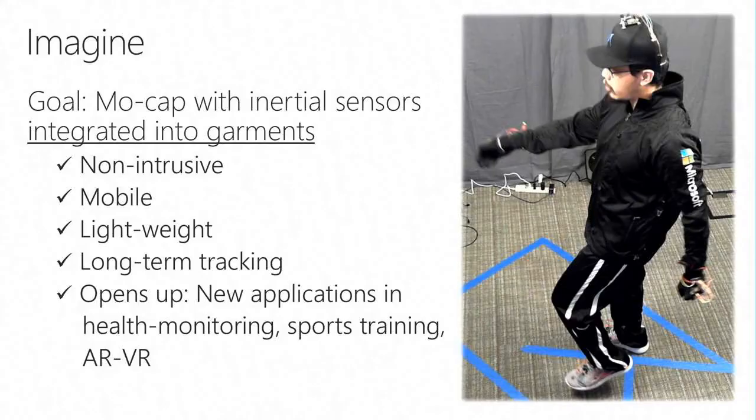So imagine if we have a MOCAP system with inertial sensors that is fully integrated directly into your garments, into your everyday clothing. This system would be completely non-intrusive. It's just naturally embedded into your clothing. And it's mobile. You can wear your clothes anywhere, so you can also bring the MOCAP anywhere. It's lightweight, just a couple of sensors and a couple of processors on the daily garment. And it enables long-term tracking. So you don't need to do motion capture for motion capture. You can just do your own stuff, and then the motion is automatically captured at the same time.